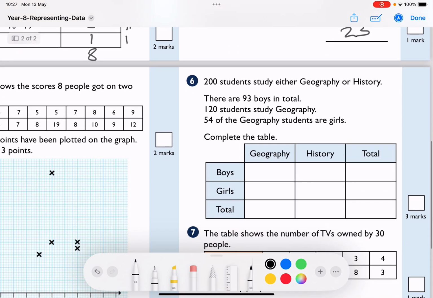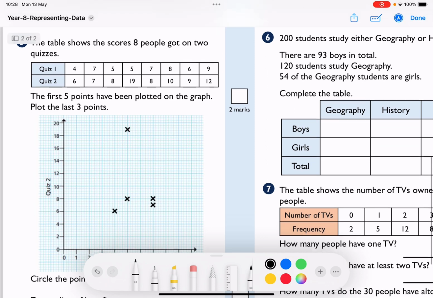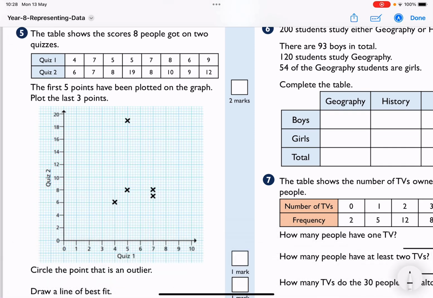Let's go over to the scatter diagram question. So what we've got, a table shows scores of 8 people on 2 quizzes. The first 5 points have been plotted: 1, 2, 3, 4, 5. So I've got to plot the other 3. Check what you're doing here.